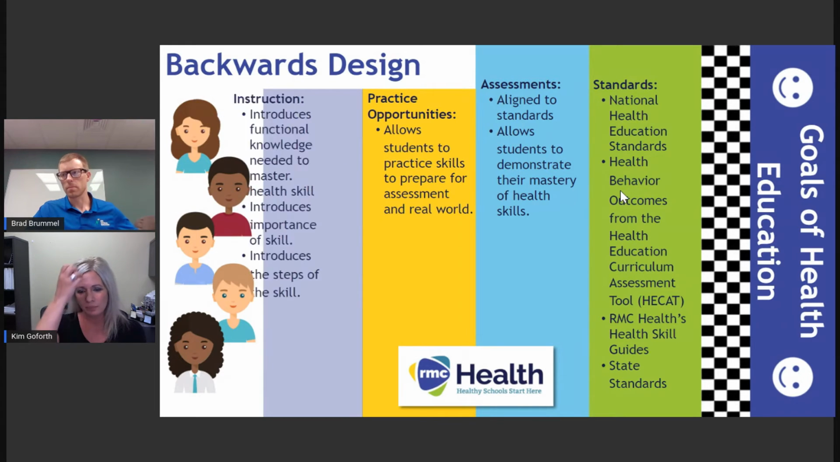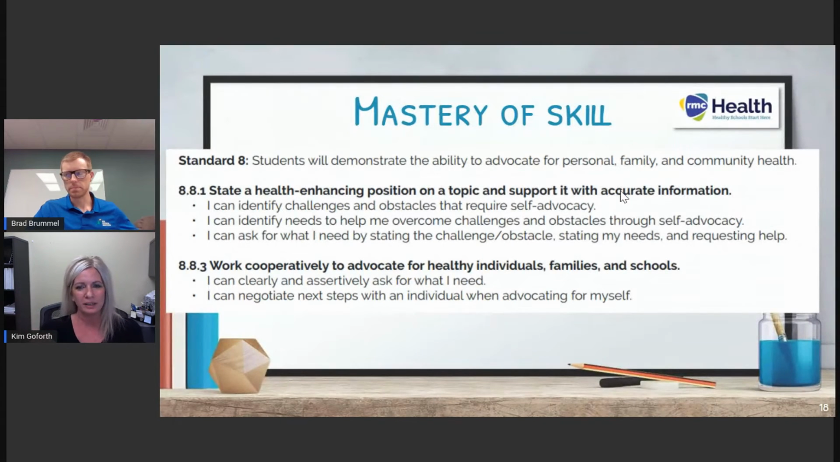Wonderful. So if we take a peek at the 6-8 grade span here, I just pulled a couple of indicators. In looking at indicator 1, where again, I said to state a health enhancing position on a topic and support it with accurate information. If I was needing to break that down and say, what are they going to be doing to show me that they have mastered this indicator? I'd have to break that down into some student-friendly language. And so these 3 bullets underneath are very student friendly, I feel.